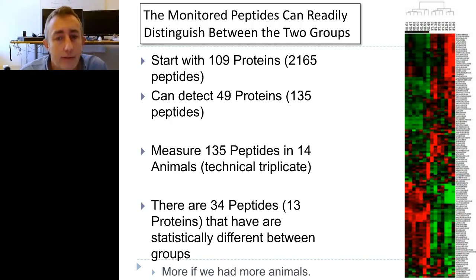It's not surprising that we find such a high percentage of our total peptides that are different between them, because we started with a bunch of knowledge, again, based on what was in the literature, of things that people had proposed may be useful to differentiate between congestive heart failure or hypertension or inflammation or cardiovascular disease.